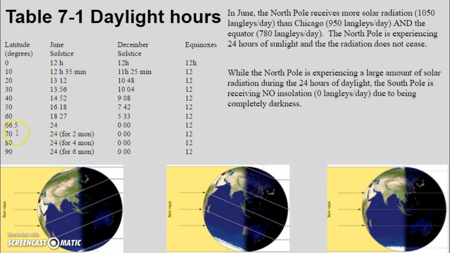And that's the importance of these lower values right here, 70, 80, 90. These latitudes are getting full-time daylight hours for different amounts of time: a couple months, 4 months, 6 months. While the North Pole is experiencing a large amount of solar radiation for 24 hours of daylight, the South Pole is receiving no insolation, 0 Langleys per day, due to being completely dark. And I look at the opposite pole, it's completely dark.